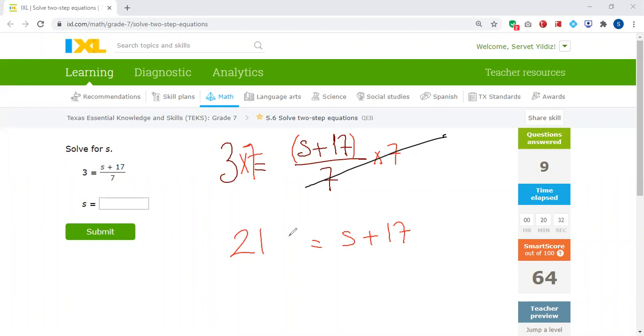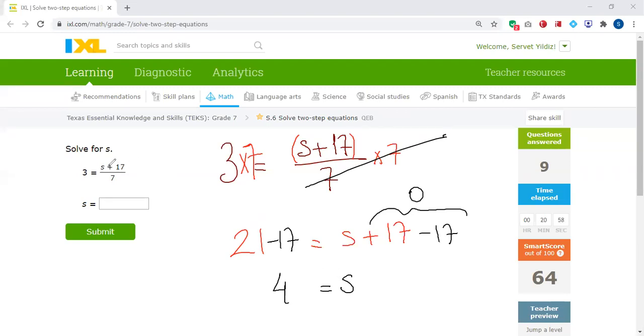Now I have to subtract 17 from both sides because I want to get the value of S. So minus 17 and minus 17. 21 minus 17 is 4. This is going to be 0. So S will be left on the right hand side. So 4 is equal to S will be the answer.